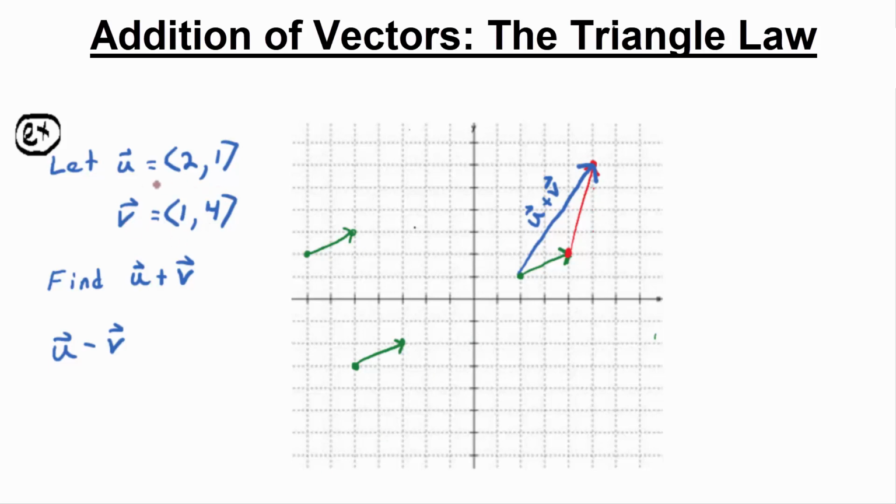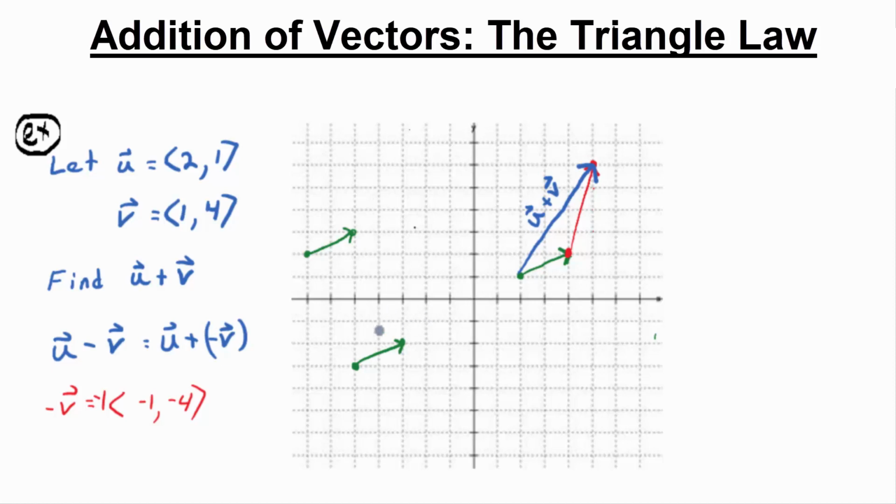Now, we know the component form of v, so what is negative v? Negative v is just what you think it is. It's a scalar of negative 1 times v, which would be negative 1, negative 4. So all I have to do is think of u minus v as u plus a negative v and use the triangle law once again to do that addition. And that'll be u minus v.